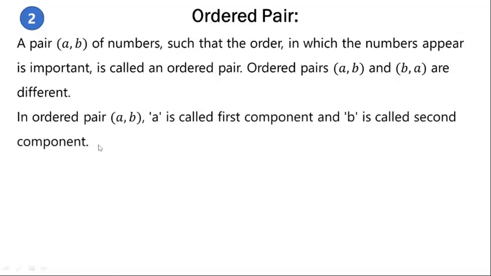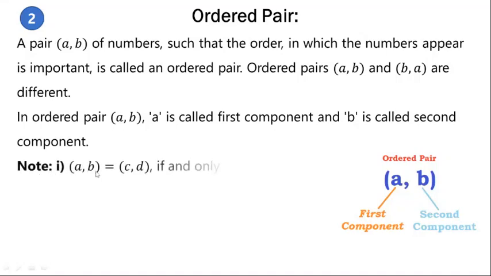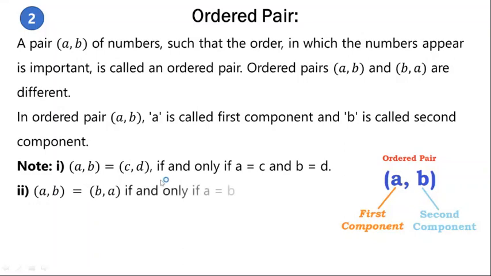Note that if any two ordered pairs are equal, then their first components should be equal and their second components should be equal respectively. So if we have given (a, b) equals (c, d), that happens if and only if a equals c, that means the first component should be equal, and b equals d, that means the second component should be equal. Second note, (a, b) equals (b, a) happens if and only if a equals b.